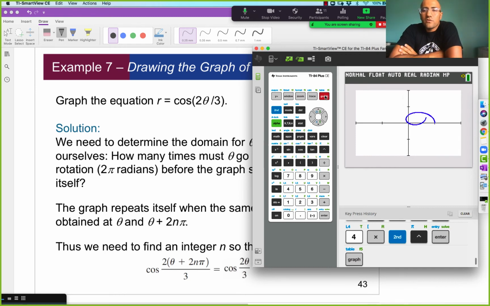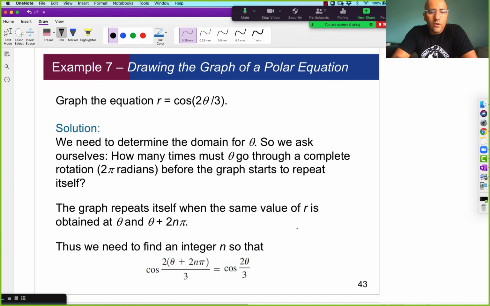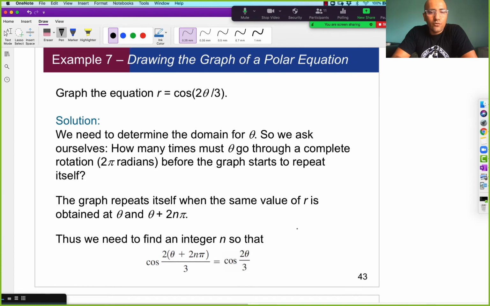Okay, so you can just kind of guess and check, but it would be better if we had some sort of way of knowing, right? Because guessing and checking can only get you so far. So how do you know when you've completely retraced your graph? Your graph will begin to retrace itself when we can find something that fits this situation.